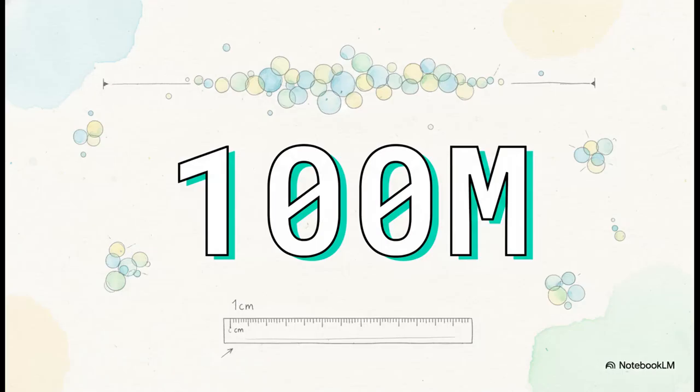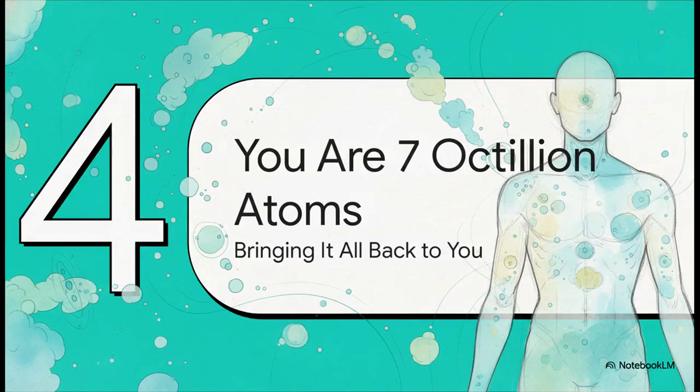Wild, right? Here's another way to think about it. Look at that number, 100 million. If you could somehow line up 100 million atoms right next to each other, that entire chain would barely stretch a single centimeter. That's how impossibly small we're talking about. I know this is all pretty abstract, so let's bring it all the way back home. Let's see how this incredible scale applies to you, to the human body.